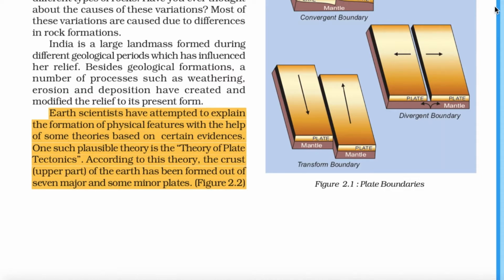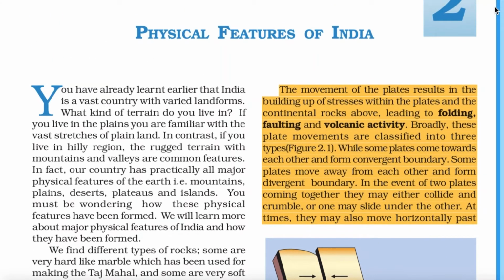According to this theory, the crust, the upper part of the earth, has been formed out of 7 major and some minor plates. The movement of the plates results in the building up of stresses within the plates and the continental rocks above, leading to folding, faulting, and volcanic activities. Broadly, these plate movements are classified into 3 types.